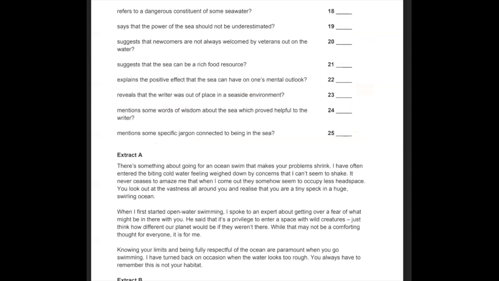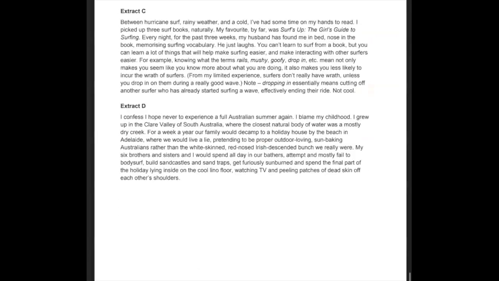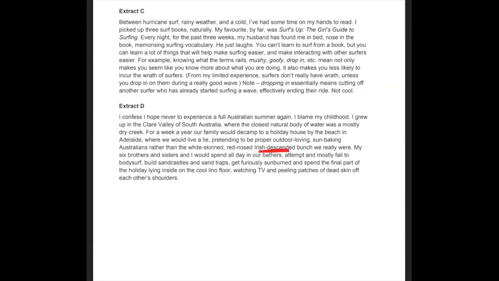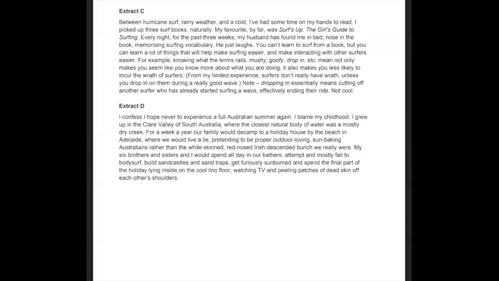So looking down to extract D, it's basically talking about this Irish descended family, right? Who every time they go to the beach, they basically get sunburned. They get furiously sunburned. He hopes to never experience a full Aussie summer again, right? He didn't actually enjoy going to the beach. He doesn't enjoy these seaside holidays, right? So that's why this one relates best to that question. The writer was out of place, right? He didn't fit in.